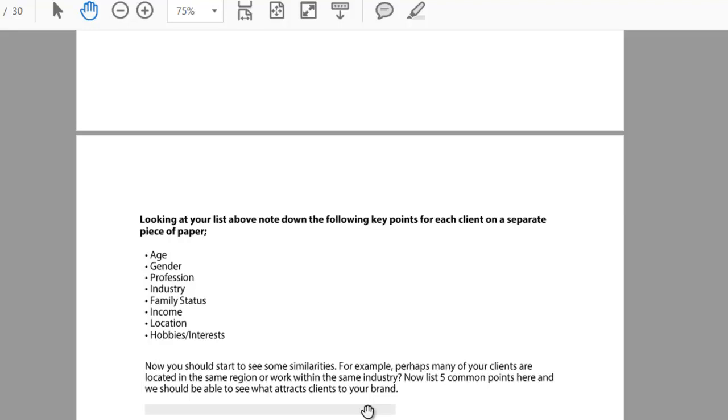So if they're a high income earner, earning over 100K, if they're a double income family, they're professionals, if they're located in a specific geographical area, then put that down in here. Say, for example, you're an e-commerce store that only provides delivery to a certain range, then that would be an important point to put down because this is very much going to inform the information on your website.